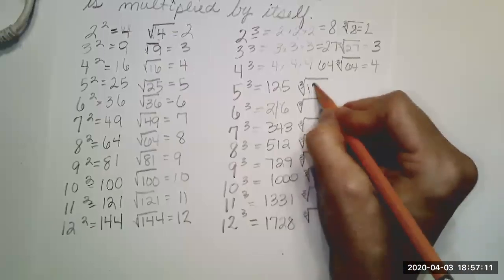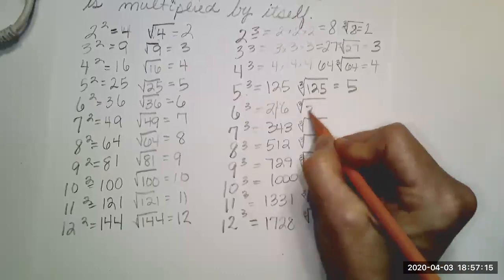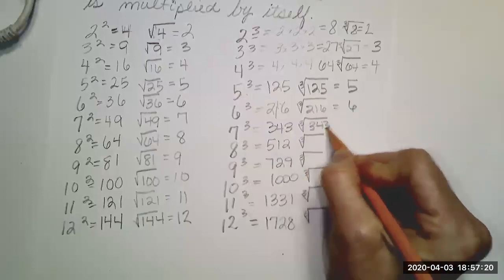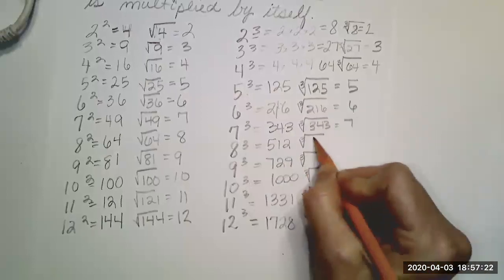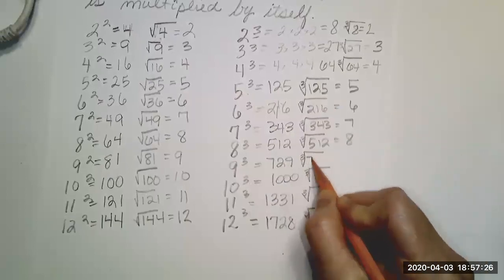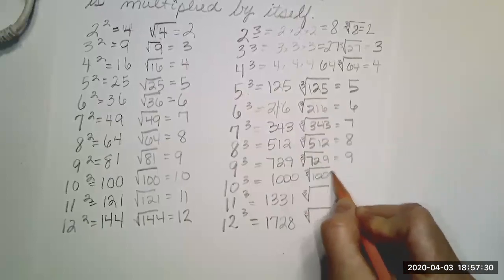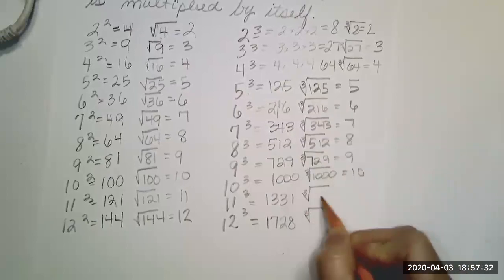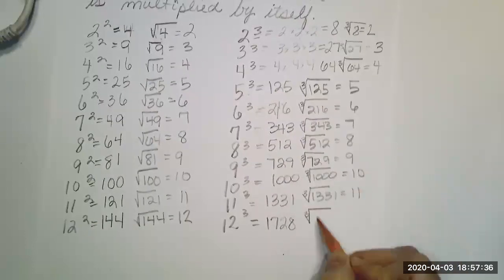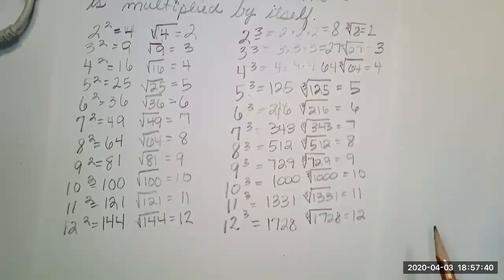And the cubed root of 125 would be 5. 216 would be 6. 343 would be 7. 512 would be 8. 729 would be 9. 1000 would be 10. 1331 would be 11. And 1728 would be 12.